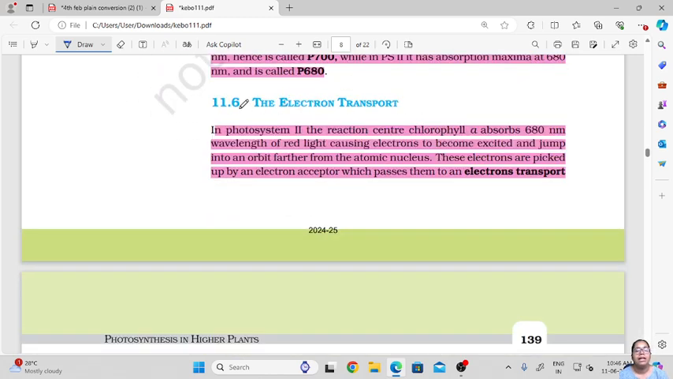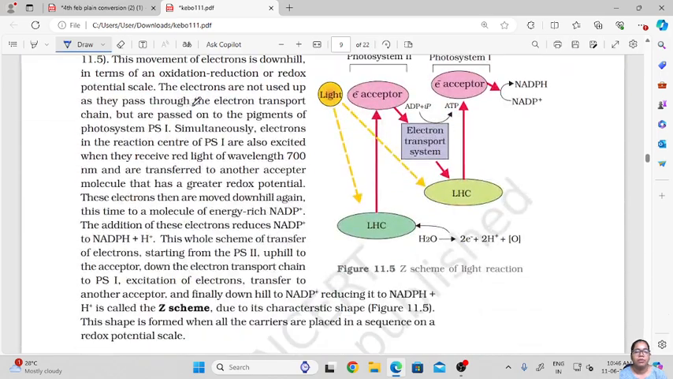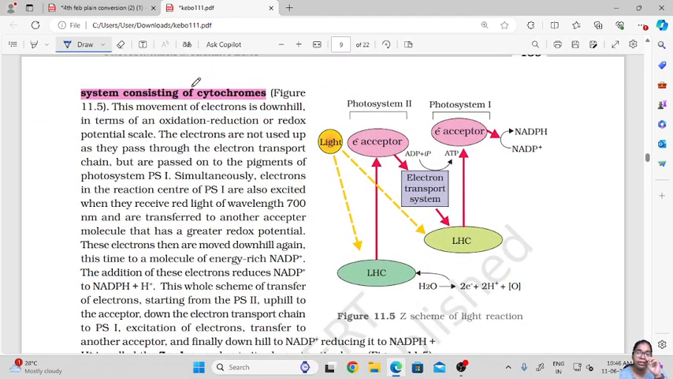Now we have seen the electron transport system, that is the Z scheme, wherein the diagram explains how the electron transport system works in the photosynthesis process. So this is the light harvesting complex of PS2, photosystem 2. So this is your PS2, that is at 700 nanometers, and this is your PS1, that is your 680 nanometer.